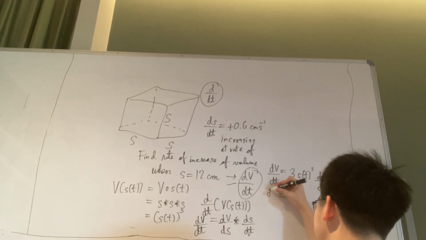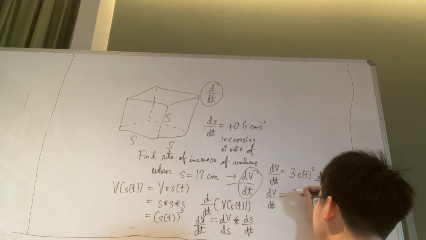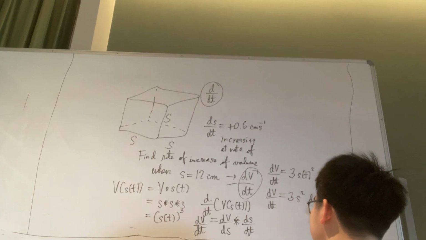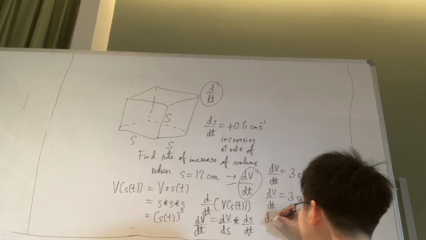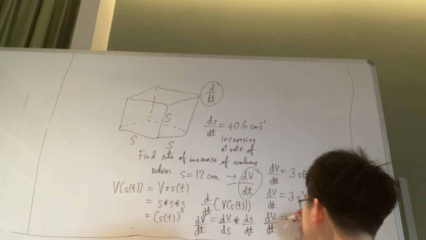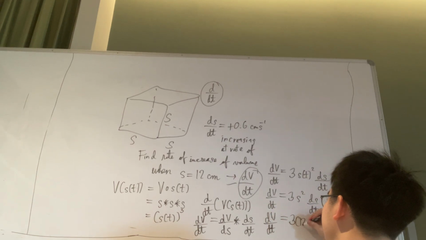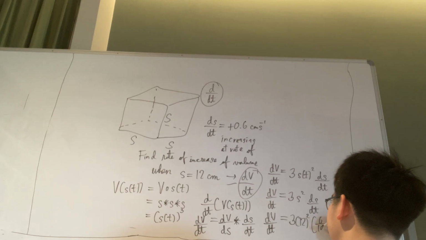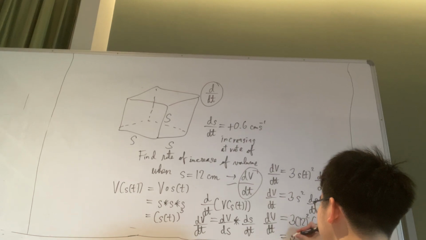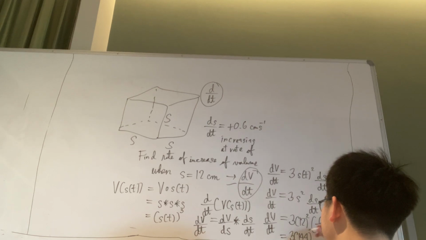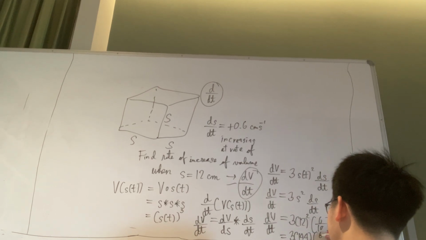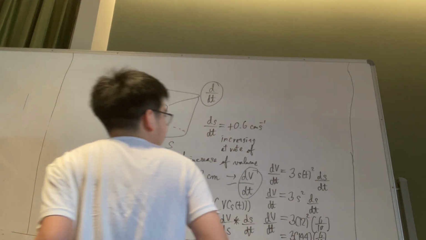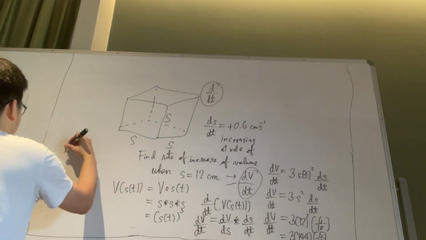Because they're really nice to us, because it's an easy problem, this just reduces to 3 S squared dS/dt. So dV/dt equals 3 times 12 squared times 0.6, which is the same as 6 over 10. That's 3 times 144 times 6 over 10. And I'm sorry, I ran out of room, so I'm going to just have to write the answer here.